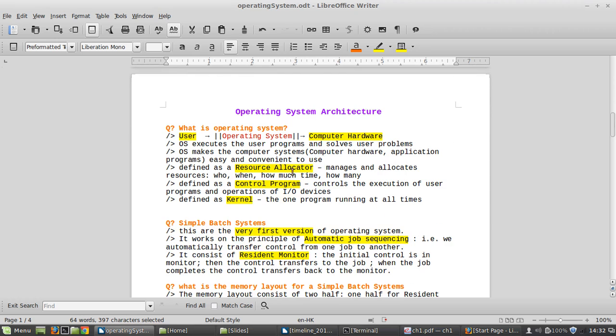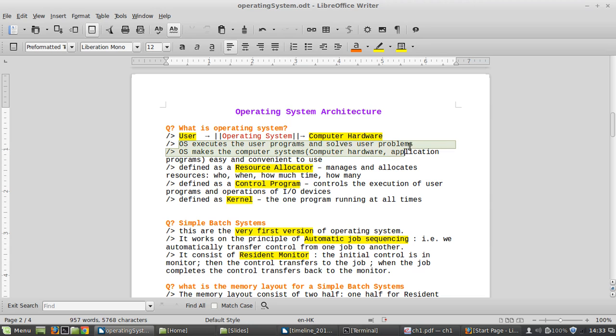So what is the operating system? In a simple meaning, an operating system acts as an interface between the user and the computer hardware. It acts as a mediator. The user is somebody like us. We use computer hardware, but there is a mediator which provides an easy way to utilize the hardware to solve our problems and perform our jobs. And this is the operating system.